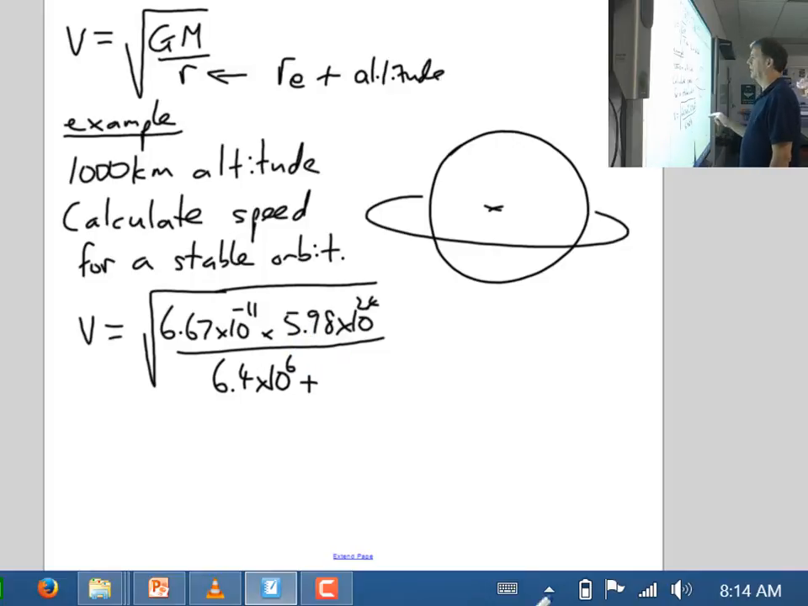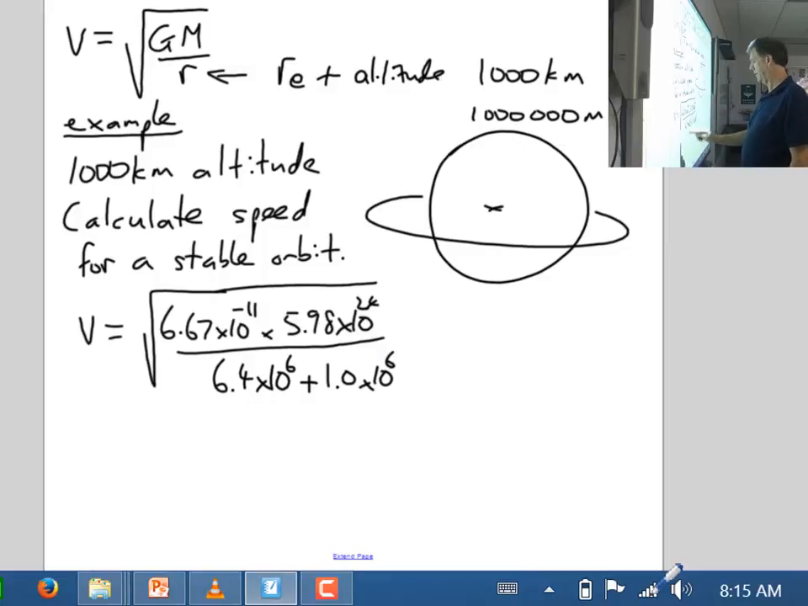Now, if you've got 1,000 kilometres, you must multiply that by 1,000 to get it into metres. In other words, it's 1.0 by 10 to the 6. So just get that into metres, and that will give you the calculation. You get about 7,340 metres per second. So that's the speed you'll need for orbital velocity. Okay? Having done that, you could work out the period based on that.